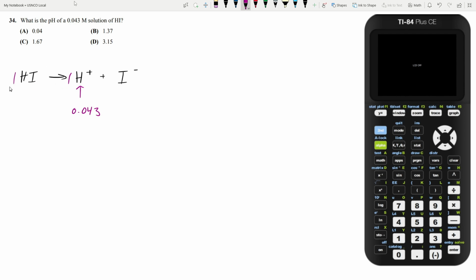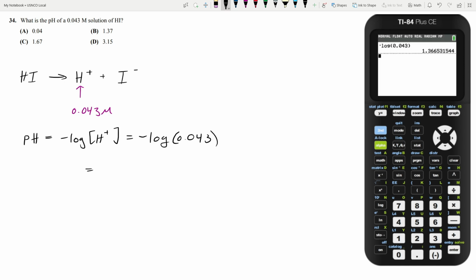One, because the coefficients are the same, they have the same ratio, and two, because hydroiodic acid is a strong acid, therefore it dissociates completely. Now the pH formula is that pH is equal to the negative log of the concentration of H plus. So that's going to be the negative log of 0.043 molar. And if you calculate it, your pH is about 1.37, which is answer choice B.